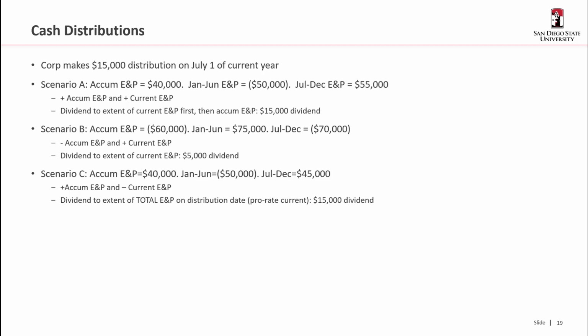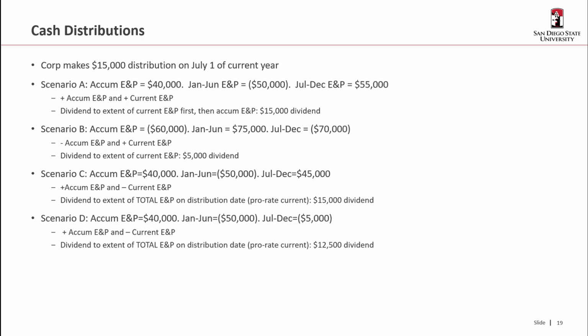So that means my total E&P on the date of the distribution is accumulated E&P of 40,000 minus half of my E&P loss for the year of 5,000, which is 2,500. So that means I've got 37.5 of total E&P on the date of the distribution. That's clearly in excess of the amount of the distribution of 15,000. Therefore, this is all a dividend.